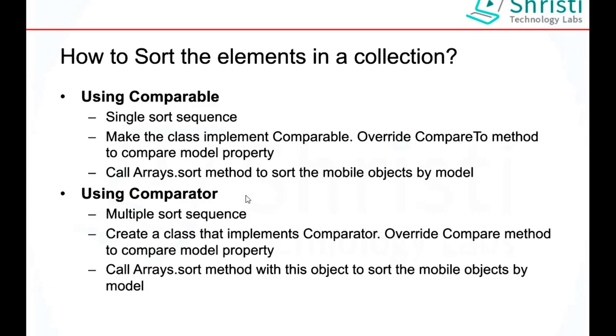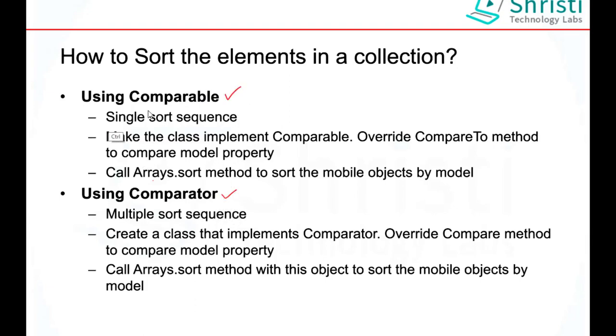How to sort the elements in a collection? If you want to go for a sorted collection, you can use TreeSet. But the problem with a set is that it does not accept duplicates. What if I have a list of objects and I want to sort the elements? It can be done using Comparable and Comparator.